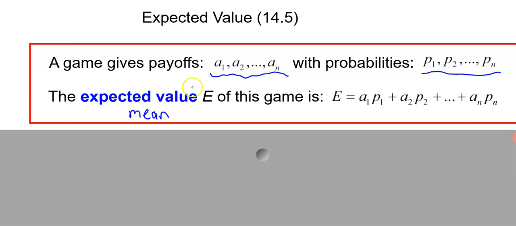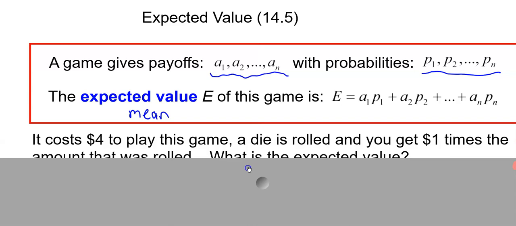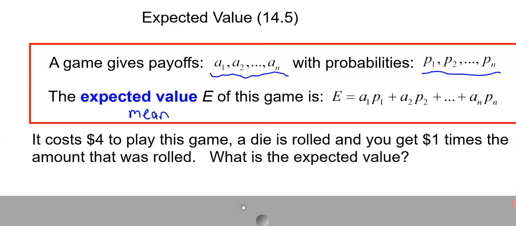And so that's like the outcome. If the mean or expected value is positive, that's a really good game to play because the odds are in your favor. If the expected value is negative, you're probably going to lose money if you keep playing that game. So keep that in mind as we go through here.